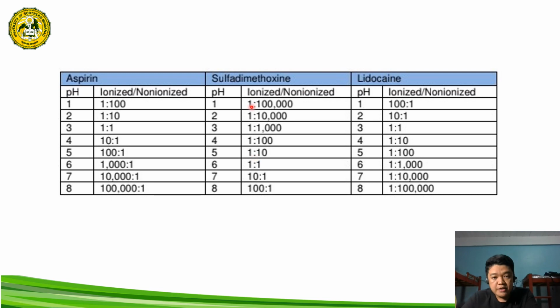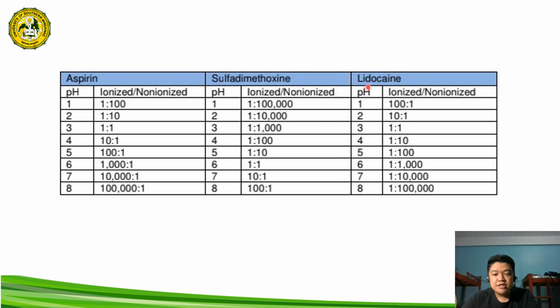The lower the pH, the higher the unionized form. At each pH level, for example from 5 to 4 to 3 to 2 to 1, there is a tenfold increase in the level of the unionized form. The opposite is true when we increase the pH above the pKa. For example, from 6 to 7, there will be a tenfold increase in the proportion of the ionized form. From 6 to 8, there will be a 100-fold increase in the proportion of the ionized form of sulfadimethoxazole.